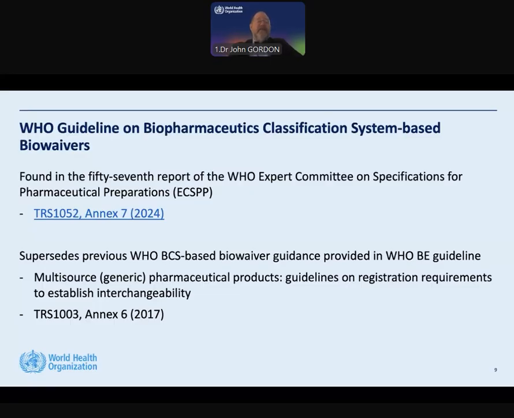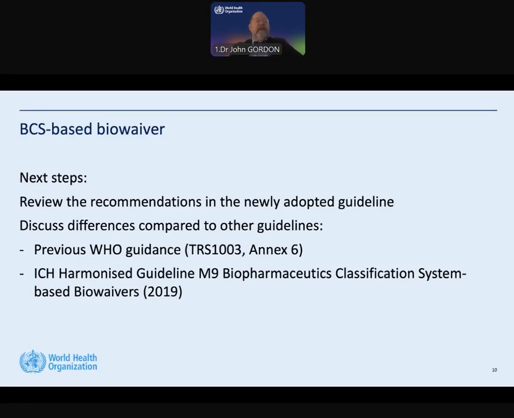So this new guideline supersedes previous WHO BCS-based biowaiver guidance. The previous guidance was found actually not in a standalone guideline as the new guidance is, but was built into the WHO BE guideline, the main BE guideline, which was previously found. The last version of the BE guideline that contained the BCS-based biowaiver information was in TRS 1003 Annex 6 from 2017. So from here on, we're going to take a look at the recommendations of the newly adopted guideline, and as I said, discuss the differences in that guideline compared to the previous WHO guidance, and also in brief compared to the ICH M9 guideline.